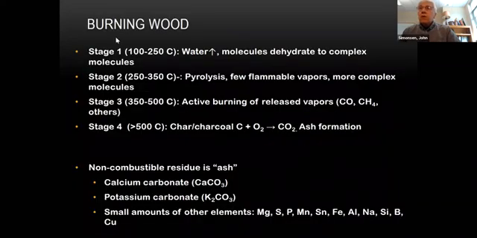So, or stages, right? So here they are again. So you have the temperature range and what's going on for the different stages in the wood. When you get to ash, what you've got is typically calcium carbonate, potassium carbonate, and small amounts of all the other things that were in the wood.